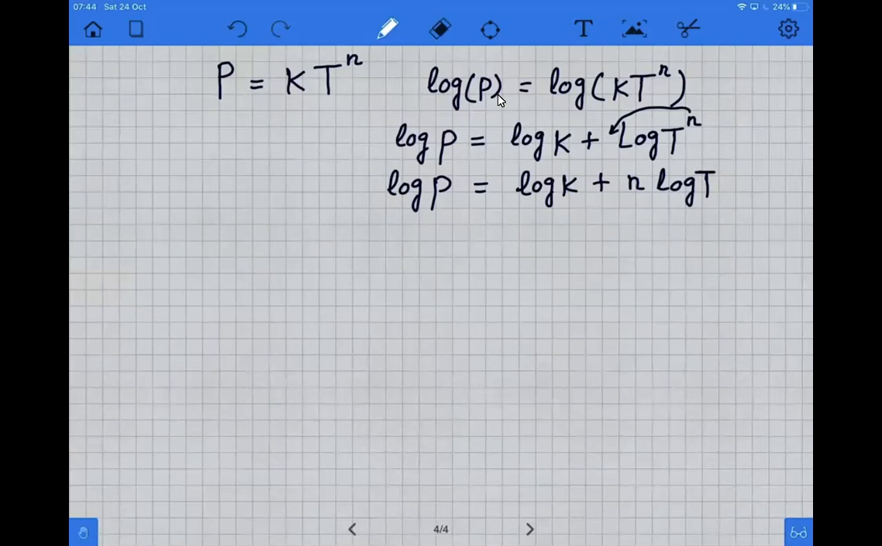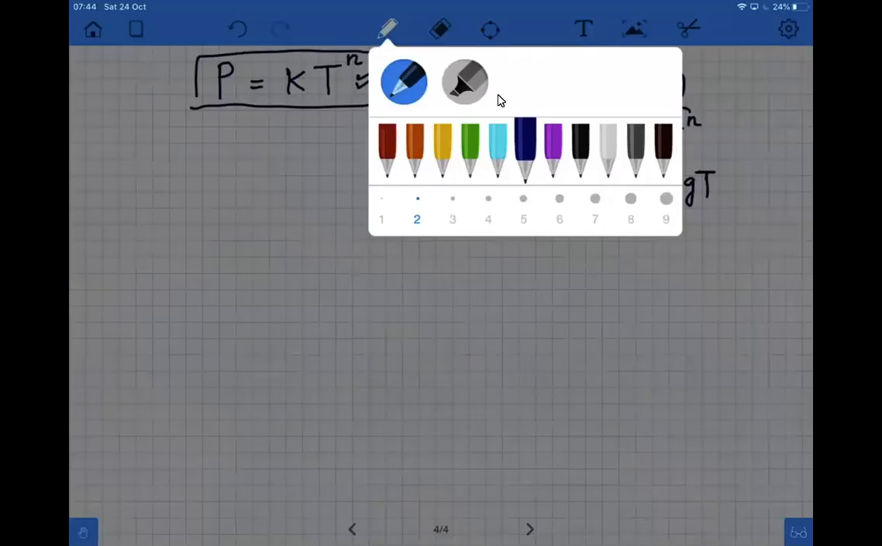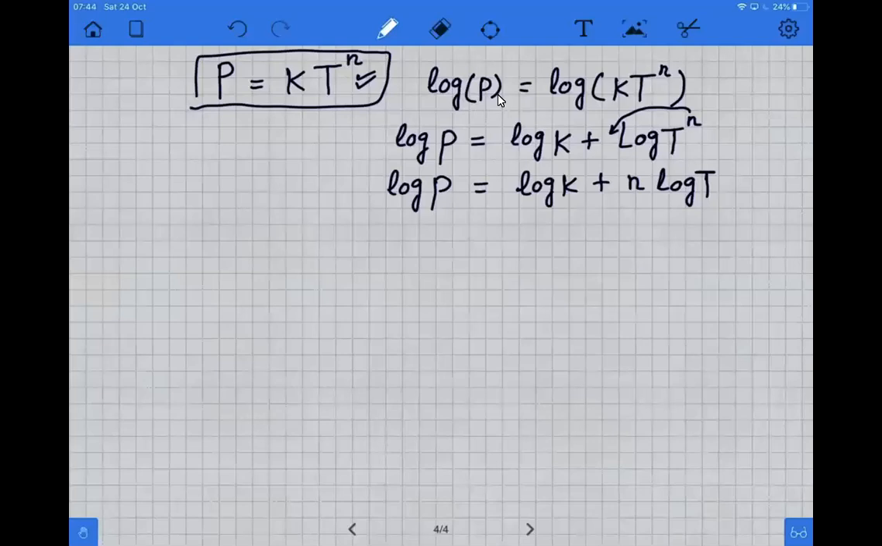So after taking this log, you see this equation becomes a linear equation, an equation which can give a straight line graph. With the original equation, you cannot get a straight line graph, but with the log form, you can. However, if you have no idea about the rules for log, then there is a problem and you need to understand those.